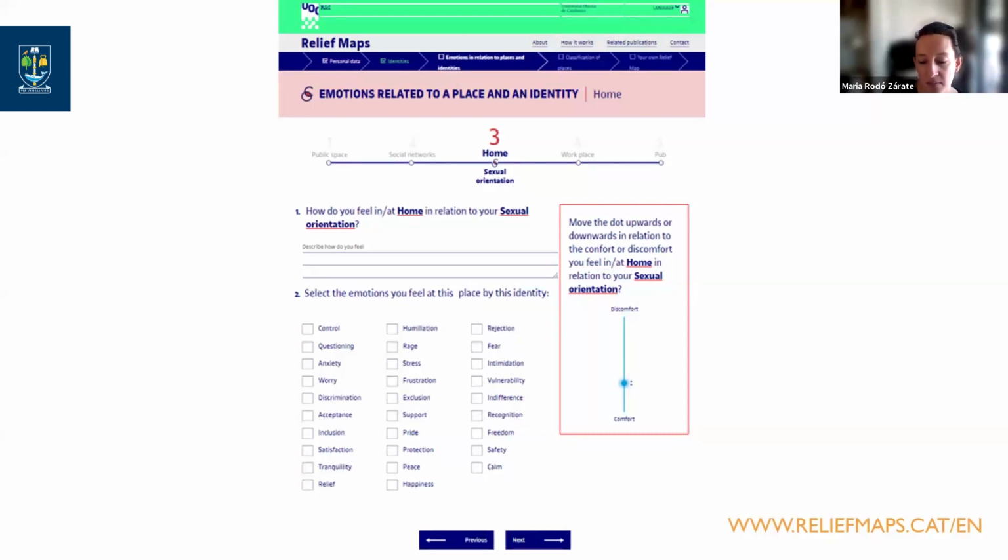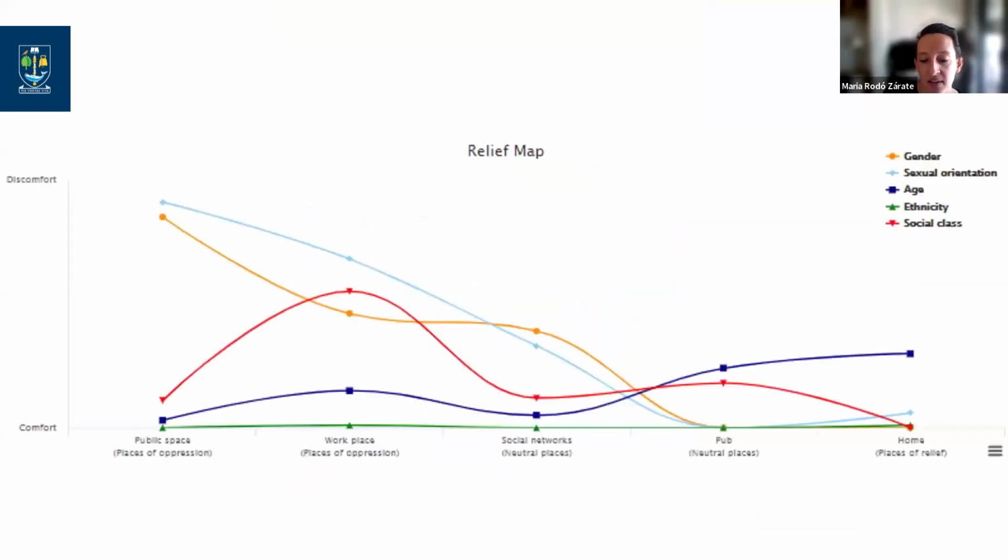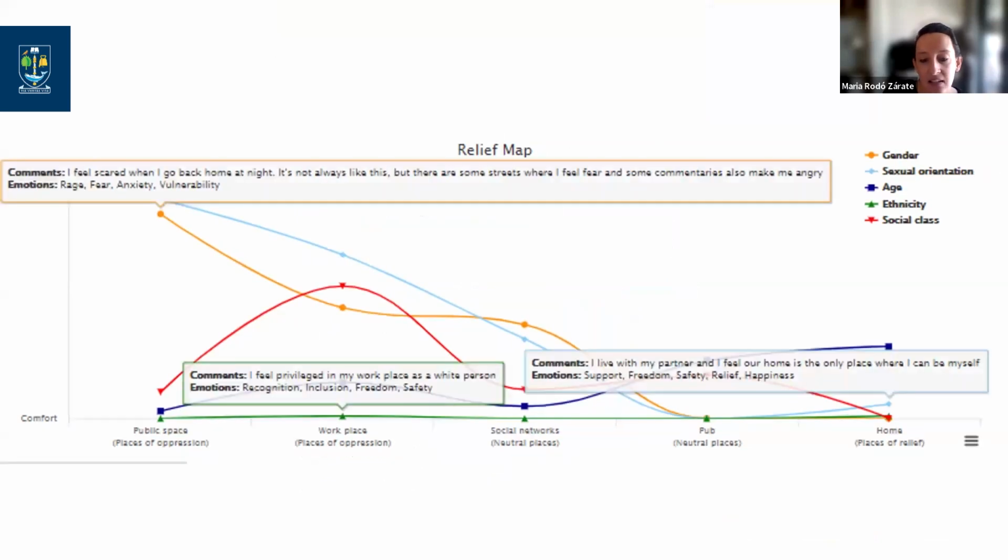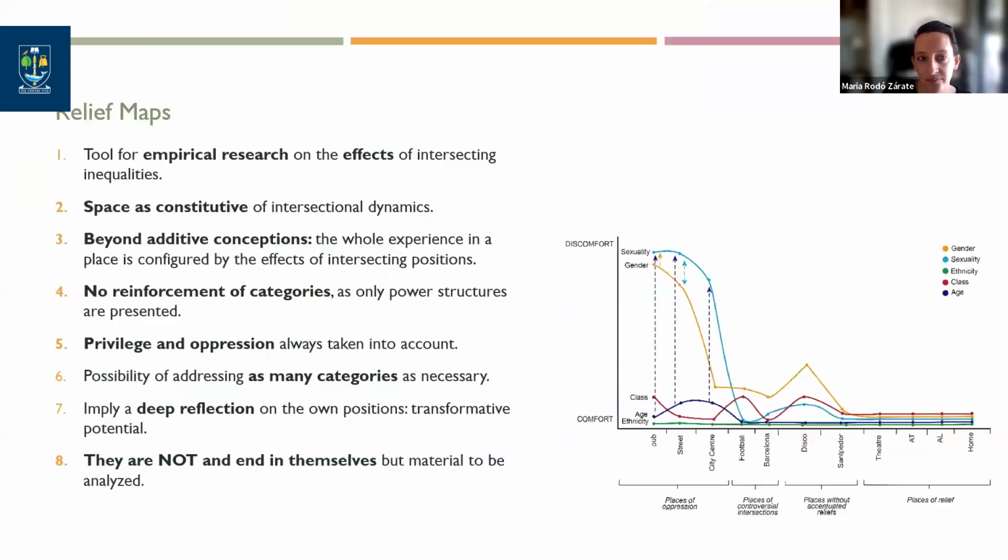So here you can see an example of the screen for home and sexual orientation. And then a relief map like this is automatically generated and it can be seen and downloaded by the researcher together with the comments related to each dot. The data is also available in the form of a relief map like this one, but also as an Excel table, allowing for a deeper analysis of the data, both from a qualitative and a quantitative perspective.